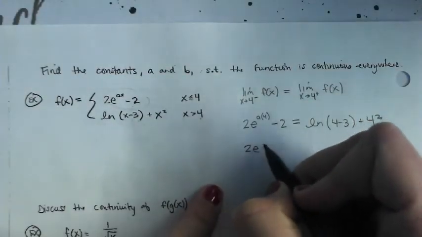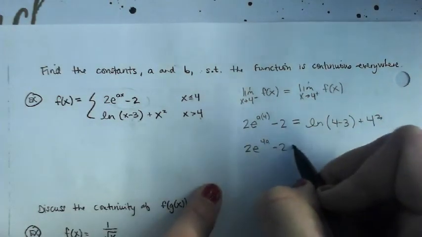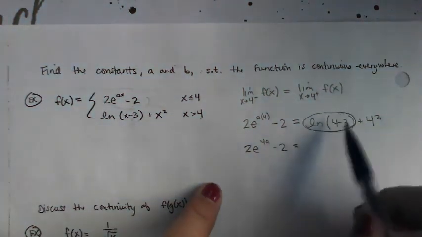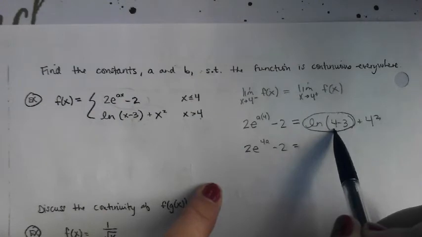So 2e to the 4a minus 2. This is the natural log of 1. Goodbye. Have a good weekend.